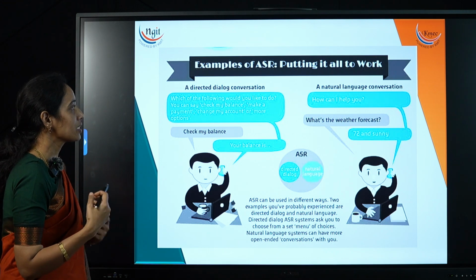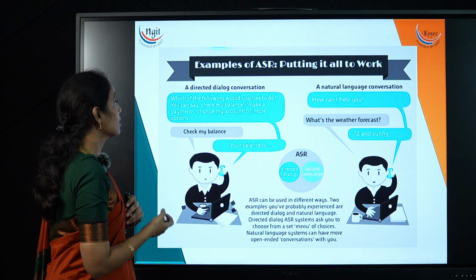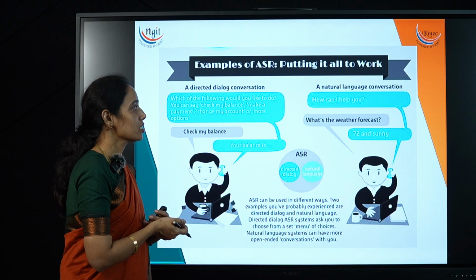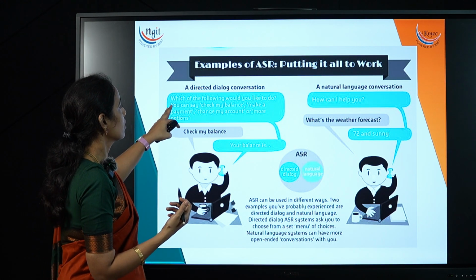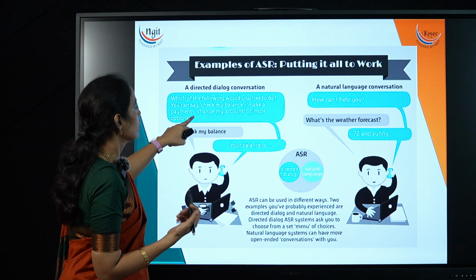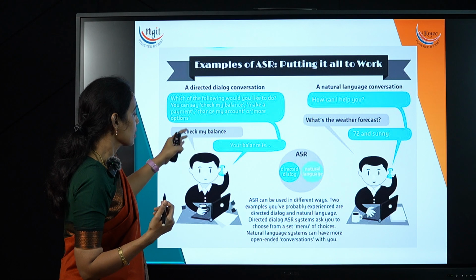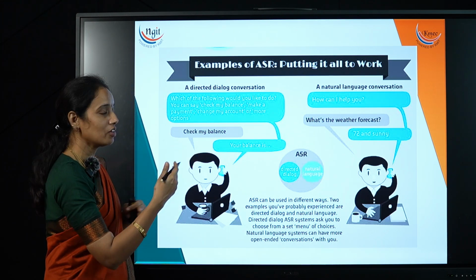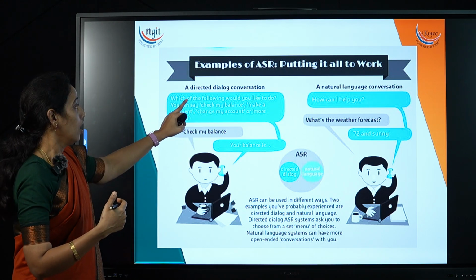And for examples of this ASR, we know that one is the directed dialogue conversation, and another one is a natural language conversation like chatbots. So if you ask, "Which of the following would you like to do: check my balance, make a payment, change my account, or more options?" then if someone says check my balance, then your balance is given. If you have such a conversation, then we call it a directed dialogue conversation.